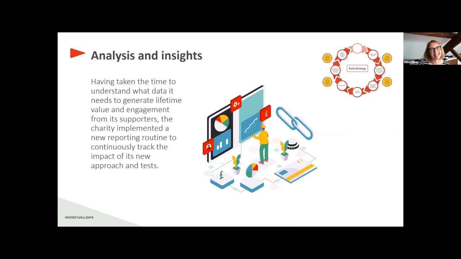And of course, test everything all of the time. Be careful with your control cells and make sure that you can really understand the impact of whatever test it is that you're trying to do. But then take that data and that insights and feed it back into what you're doing so that you're always learning, always moving forward, always progressing with the strategy and the data that you've got.